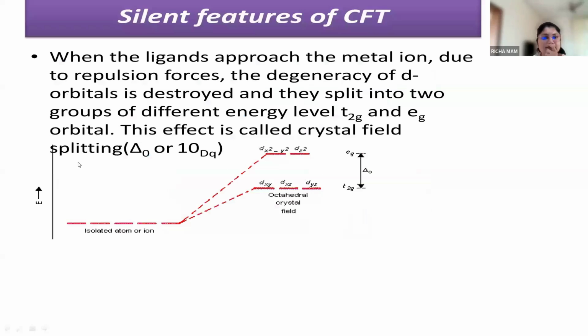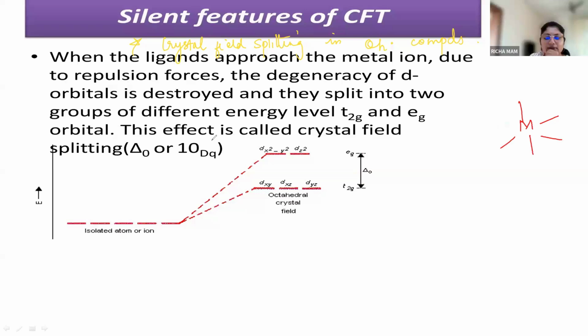Okay, so CFT. Just now whatever I have told, we will revise once more. So this is the crystal field splitting in octahedral complexes. Octahedral means what? When you have the coordination number 6.